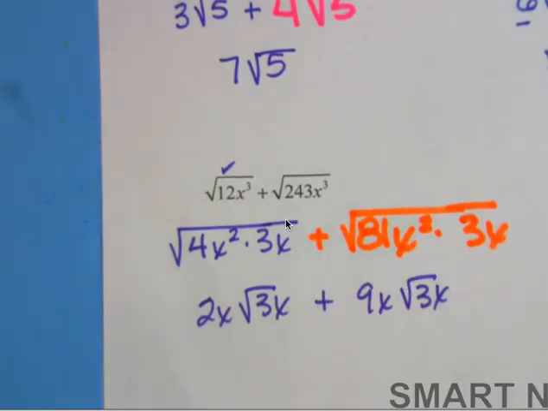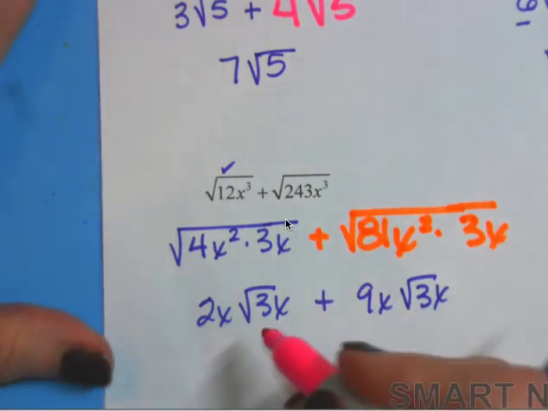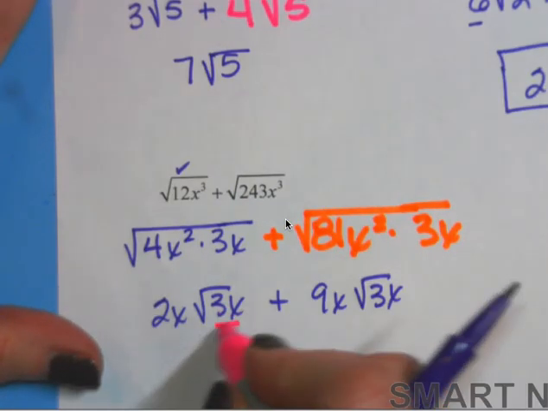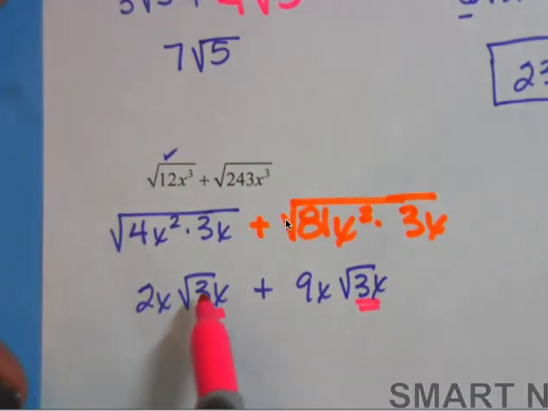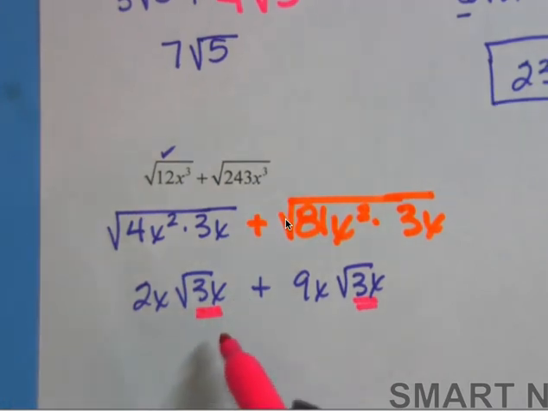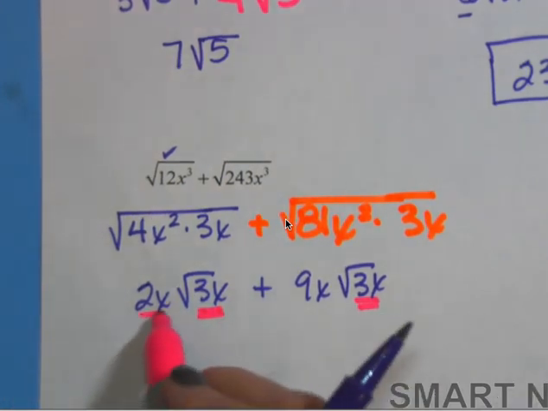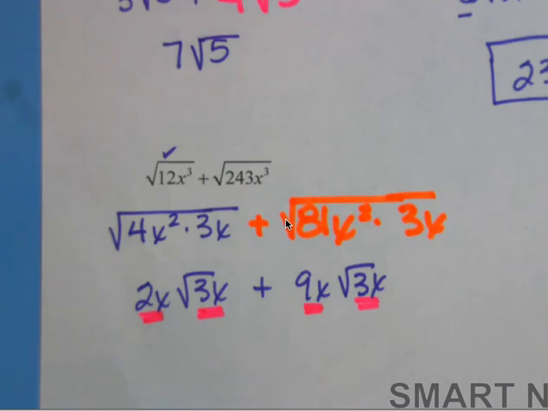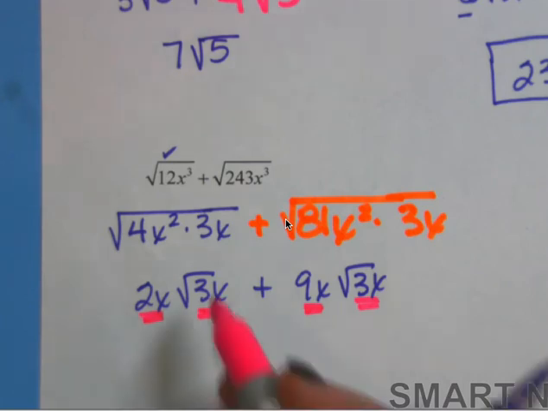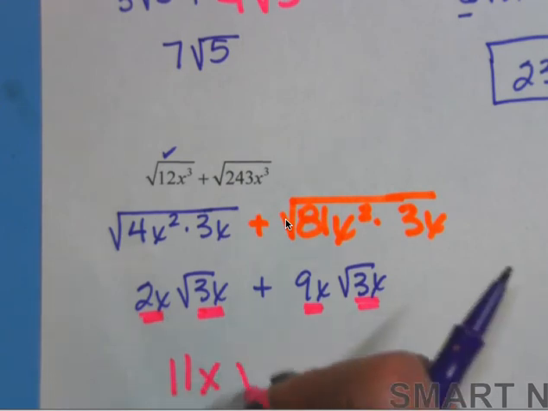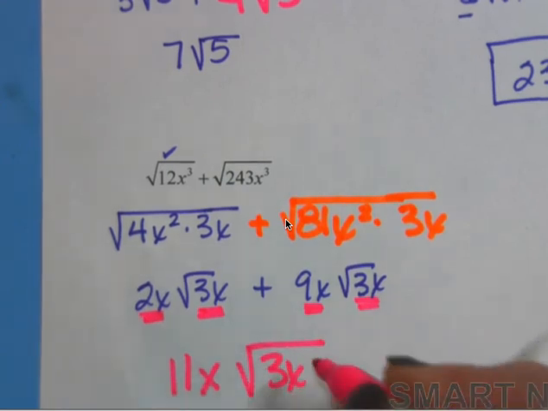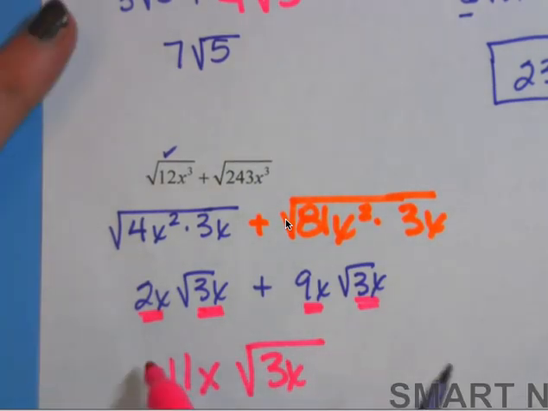So here, before I can decide whether or not I can combine these, not only do I have to have like radicands, but the numbers sitting outside the radical must match as well, or the expressions outside the radical must match as well. Here I've got 2x and 9x, which would be like terms, an old skill. 2x plus 9x is 11x, and then radical 3x, that portion coming together.